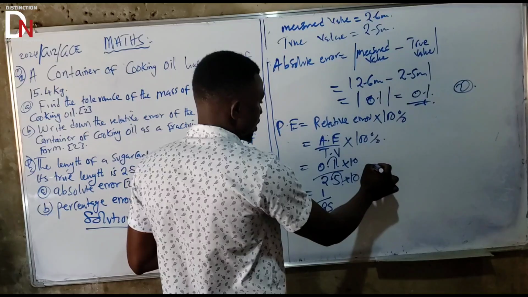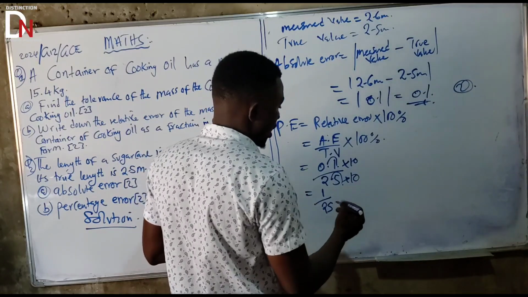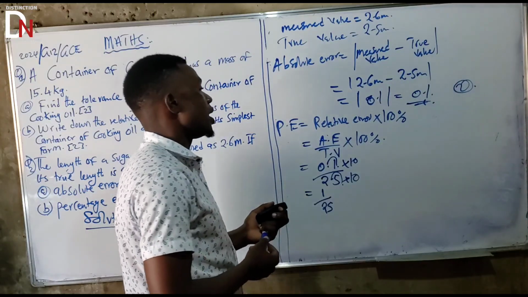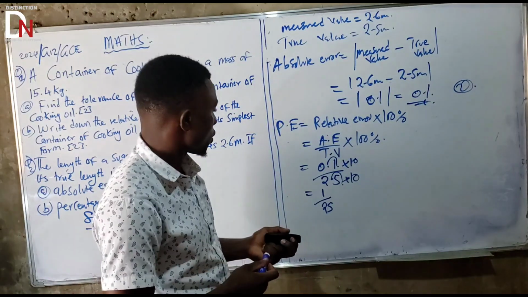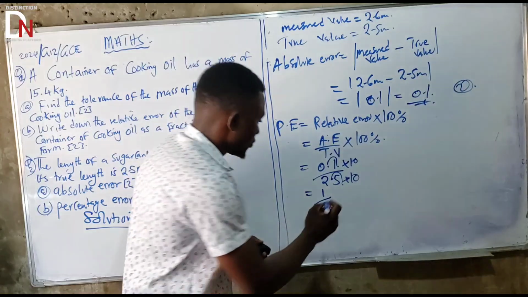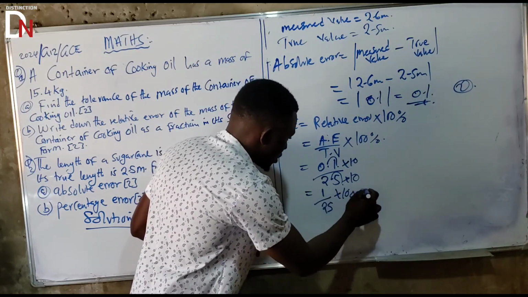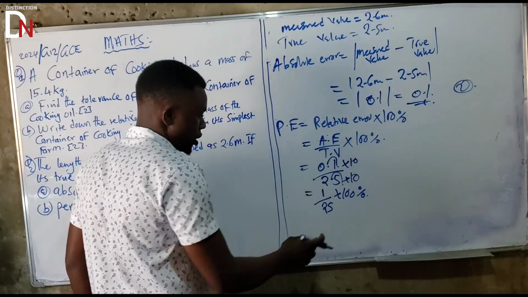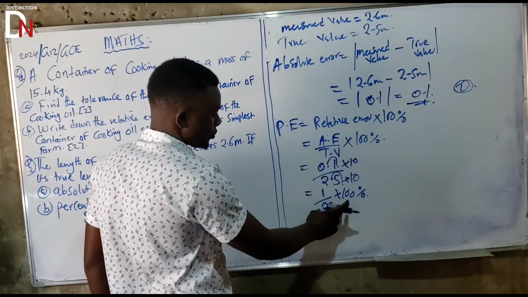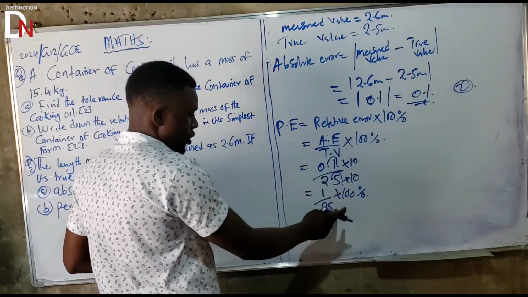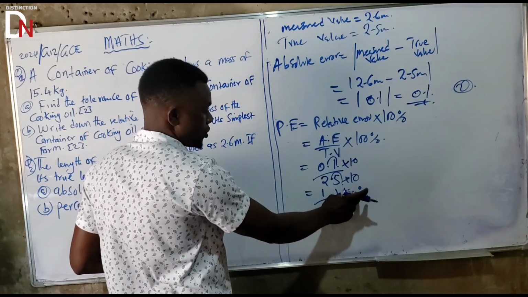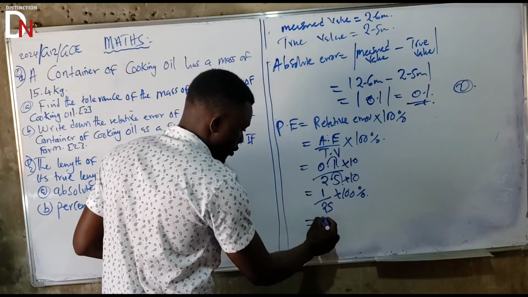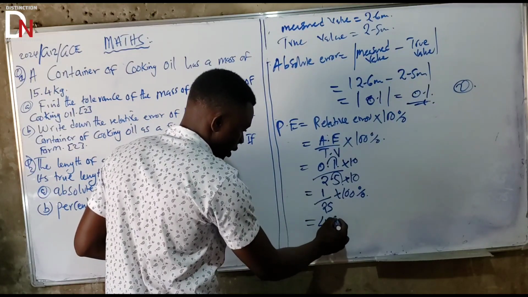But remember, there is a percentage, 100%. I know this is 25, so 25 can go into 100 how many times? 4 times. So 25 into that, I'll have 4%.